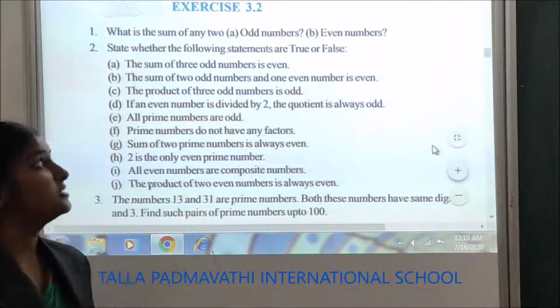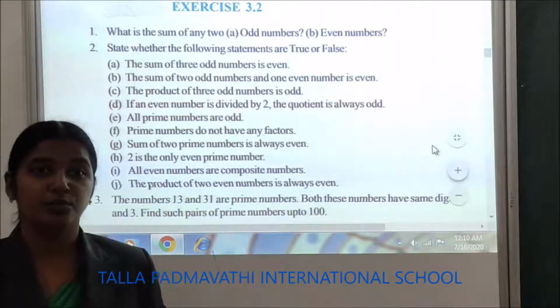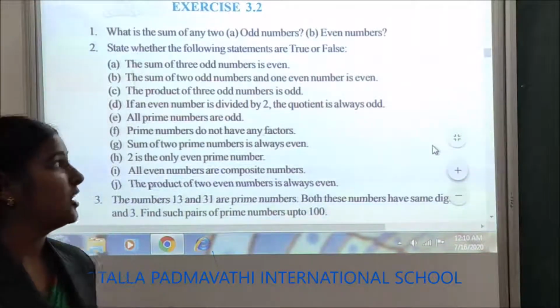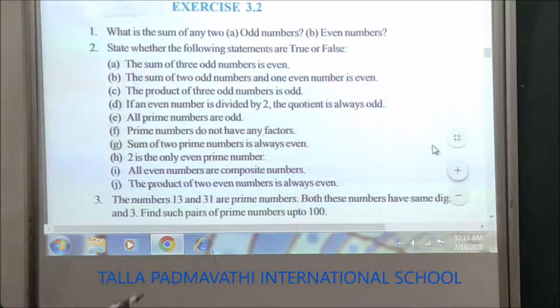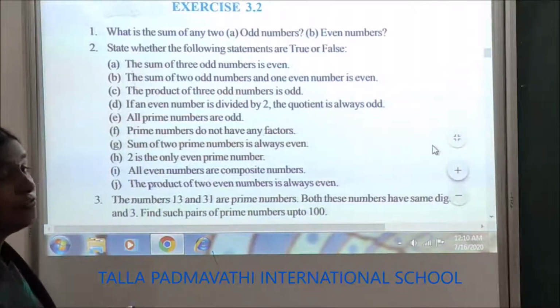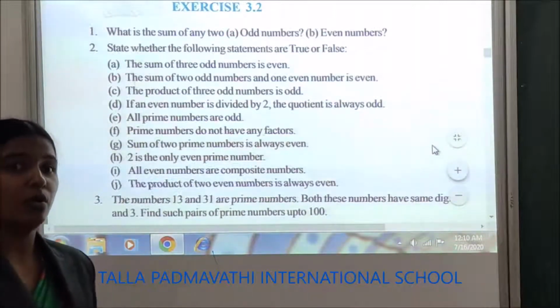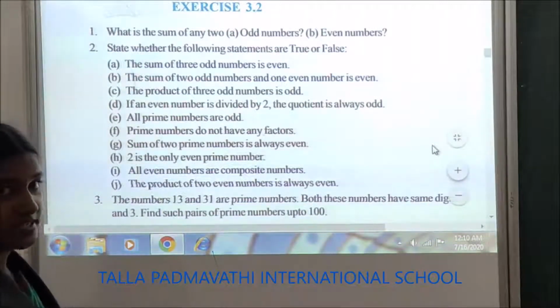Today, let us discuss exercise 3.2 of chapter 3 of class 6. So let us go to the first problem. What is the sum of any two numbers? That is, if you take two odd numbers, whether the sum is an even number or an odd number. So let us see an example.